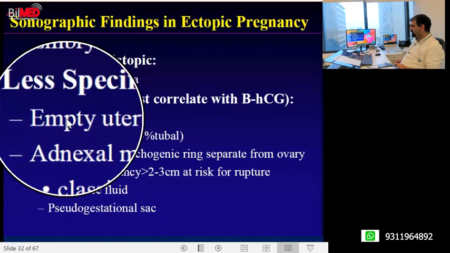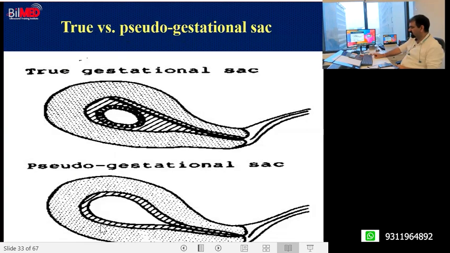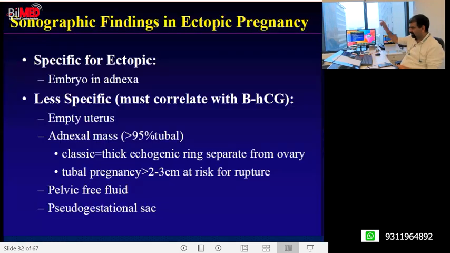That is empty uterus, adnexal mass, free pelvic fluid, pseudogestational sac. Something which is specific has nothing to think more, but the less specific ones we have to think more about. So the less specific points are empty uterus, adnexal mass, free fluid, and a pseudogestational sac. Let us discuss this pseudogestational sac.